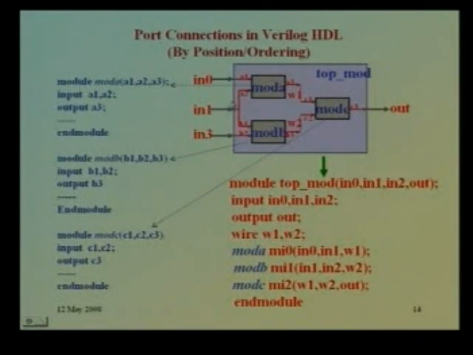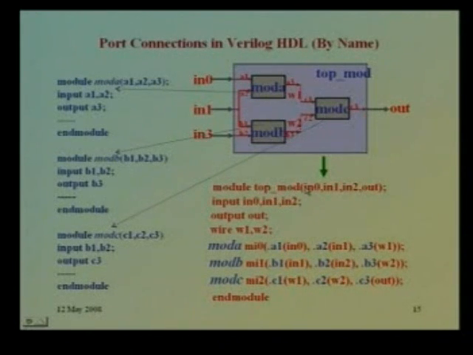And A2 is connected to in1, and A3 is connected to W1. So in place of A1, A2, A3, I will connect En0, En1, in1 and W1. This is by position, or by order. And similarly for module B, and similarly for module C. Now that it is integrated for the top module, this is by position. Clear?